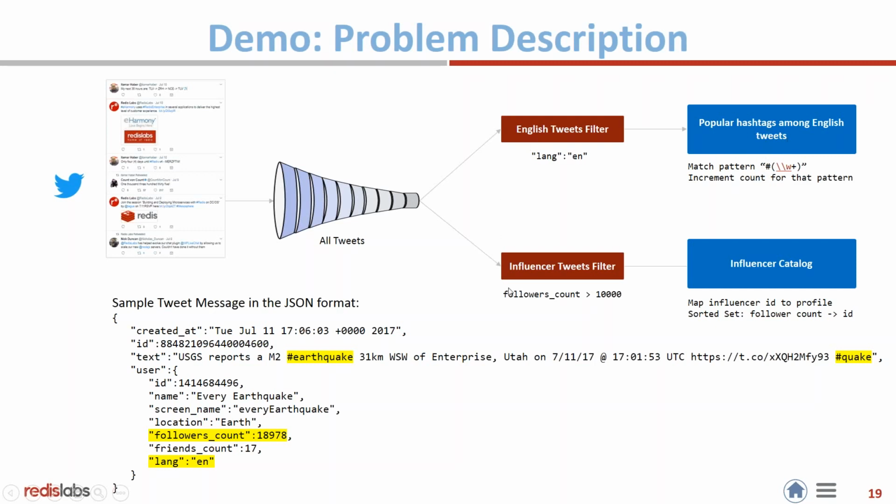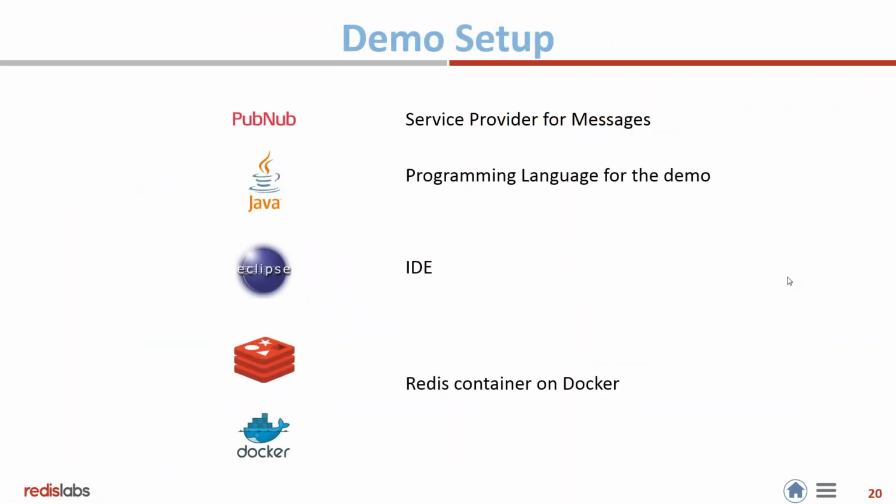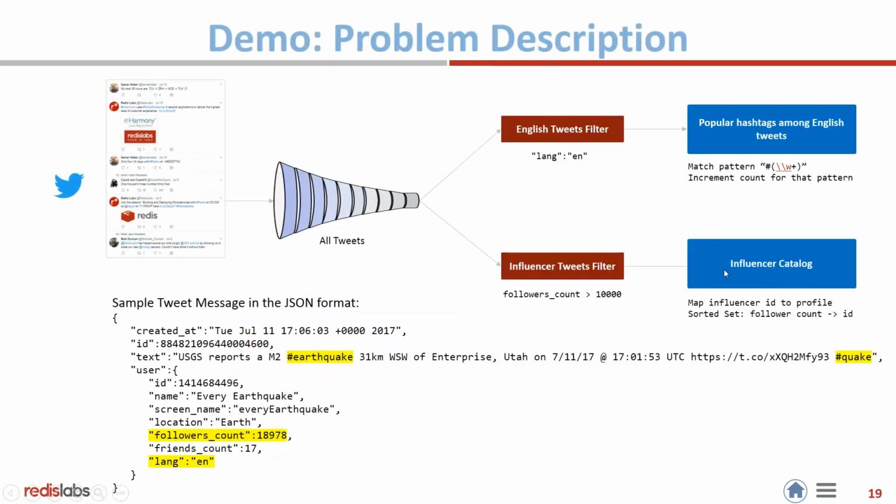And in parallel, there is an influencer tweet filter. Again, this is part of the ingest system. The influencer tweet filter reads all messages, but it filters only those messages from users who have more than 10,000 followers. We just came up with this number, 10,000. So we're just assuming all the Twitter users with more than 10,000 followers to be influencers, and towards the end we are creating a catalog of all the influencers.